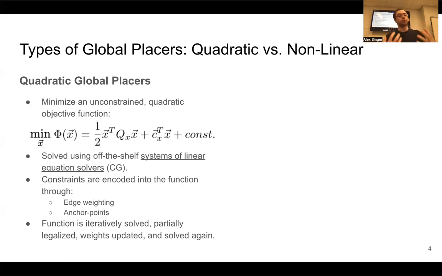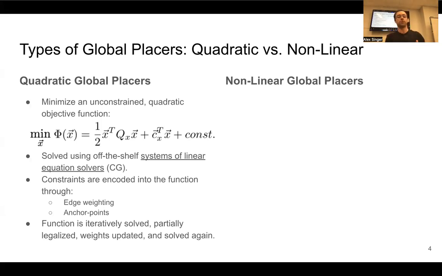And so to use a quadratic global placer, what you have to do is solve the quadratic equation, partially legalize it, update the weights, update the fixed points, and then solve again iteratively until the points have spread out enough that you can stop. So that's quadratic global placers. And the second class is called nonlinear global placers.